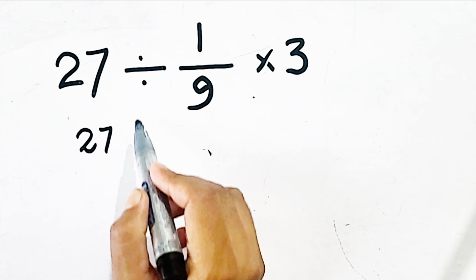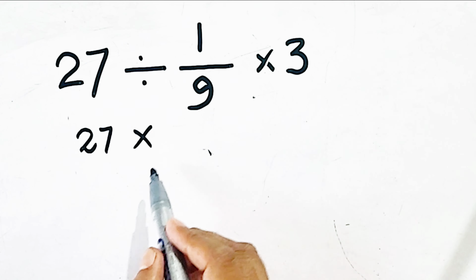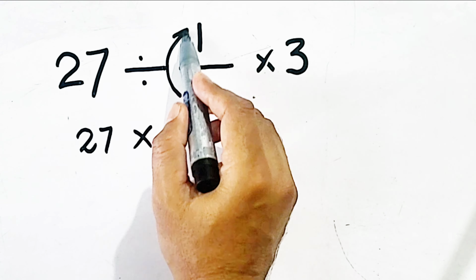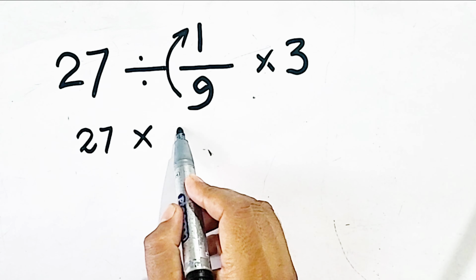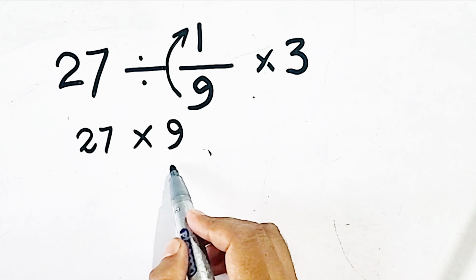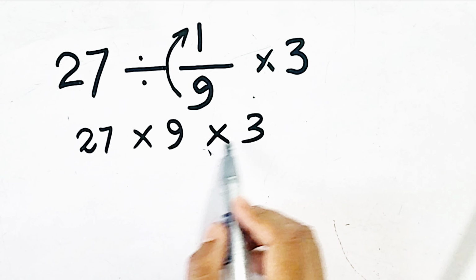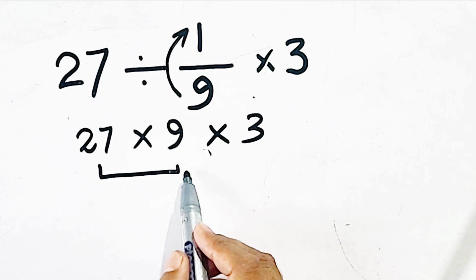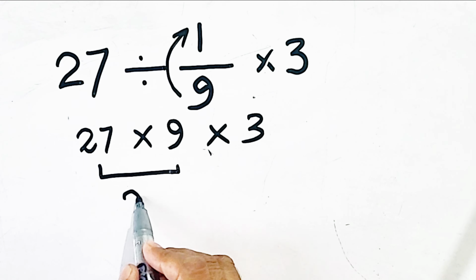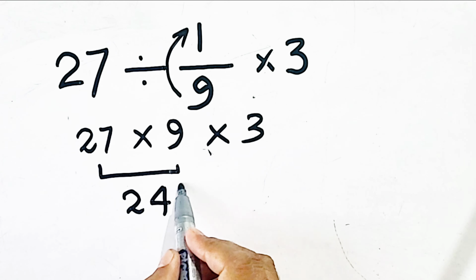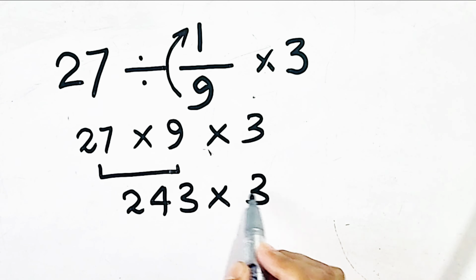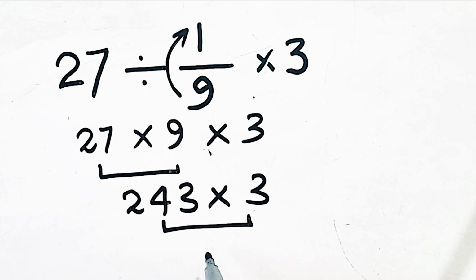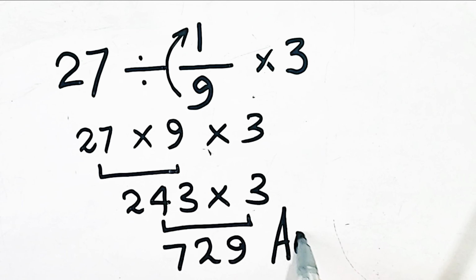Now this divide can be converted into multiplication by just using a trick, or flip. So it will be 9 over 1 times 3. Now 27 times 9, it will be equal to 243 times 3, which will be further solved to get 729, which will be our correct answer.